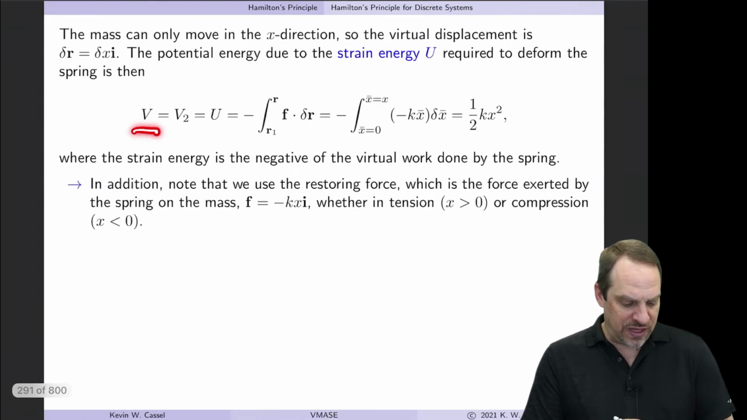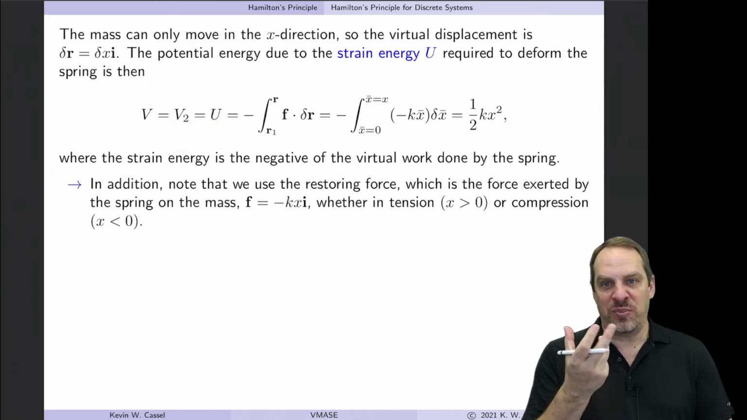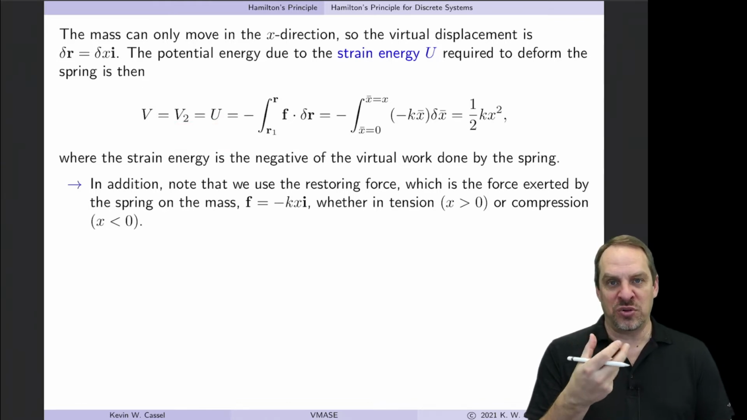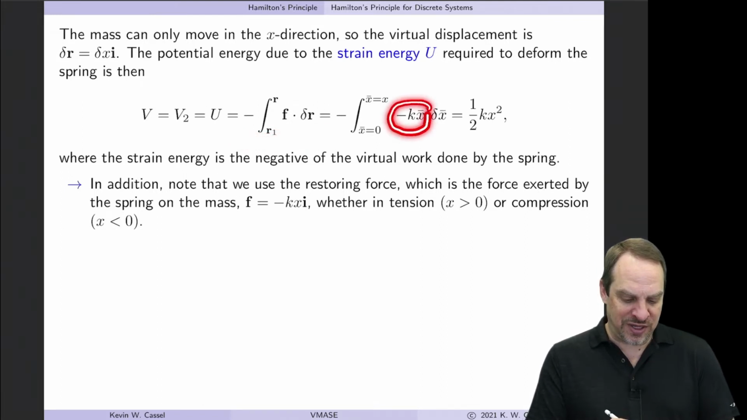V then is only due to the potential energy of the spring. That is due to the strain energy, which we denote by a capital U. Capital U is the strain energy of something that's deformable, such as a spring. So we have the strain energy, it's minus F dot delta R, and the F is minus k times x.